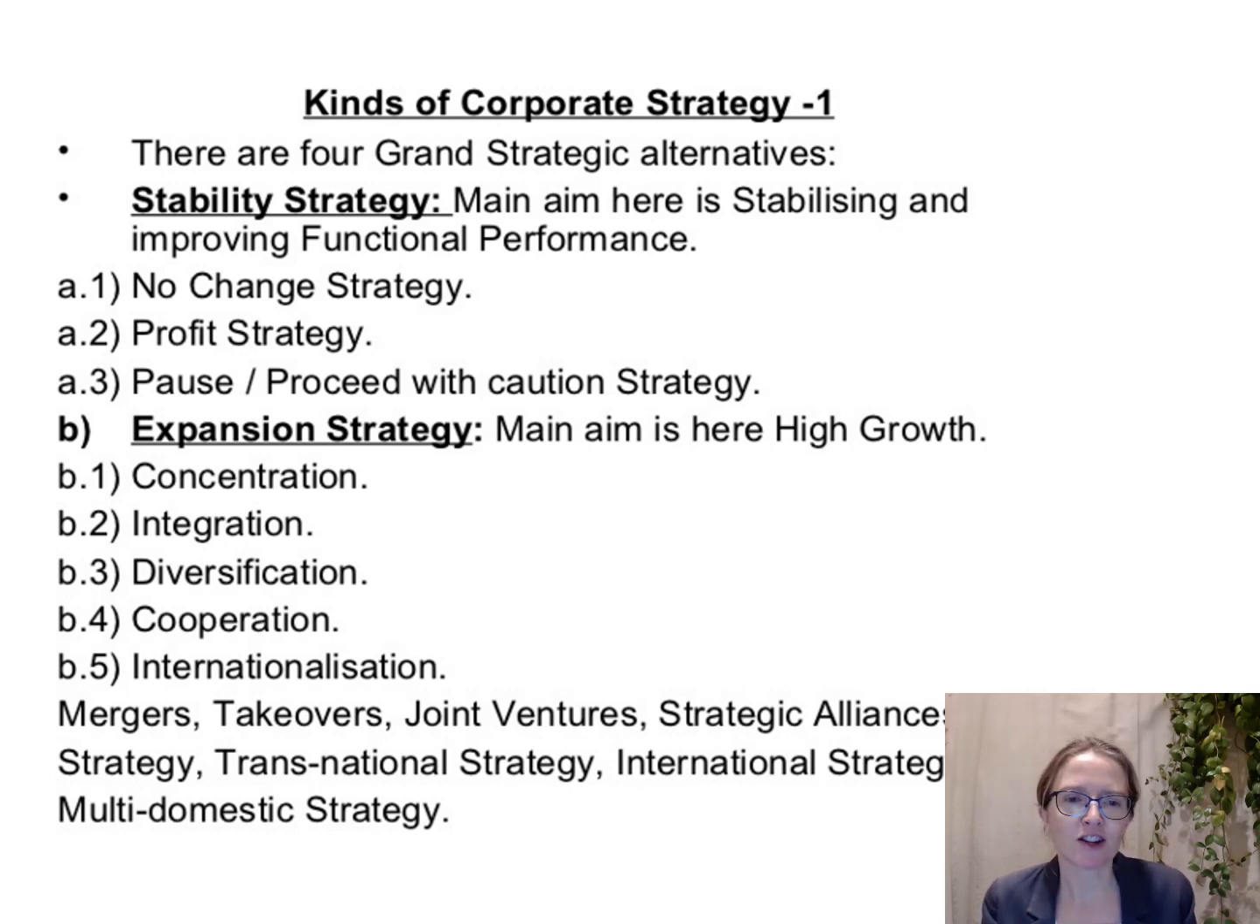Another kind of corporate strategy is expansion strategy. The main aim here is high growth. This could be done through concentration, integration, diversification, cooperation, and internationalization, and we've looked at this in the last session. We talked about mergers, takeovers, joint ventures. These are some of the ways that this expansion strategy could be realized. Global strategy: international, multi-domestic or transnational strategy.